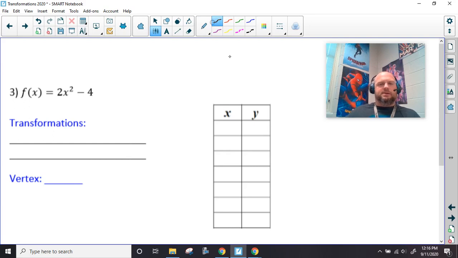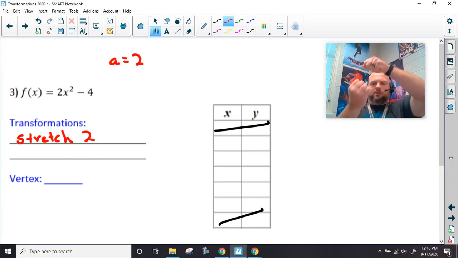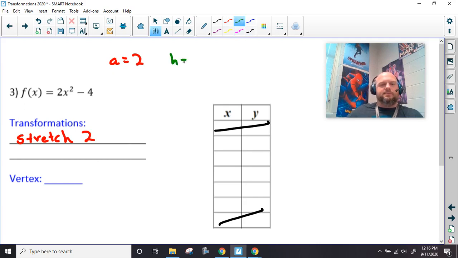Now, this one, A is going to be 2. So this has a stretch of 2. It's basically like taking a rubber band and stretching it. Our H value, there's no parentheses. That means H is 0. So there is no left or right on that. And we know that our vertex goes like that. And then our K is just -4. So we have a down 4.